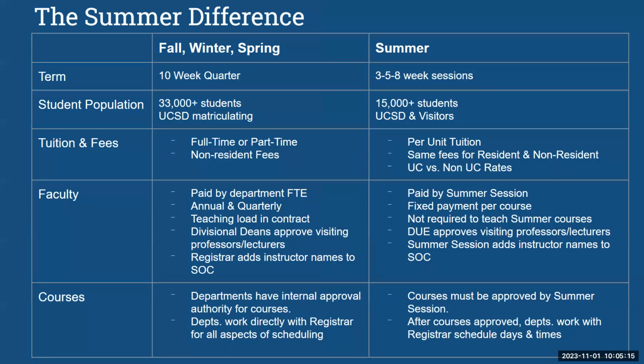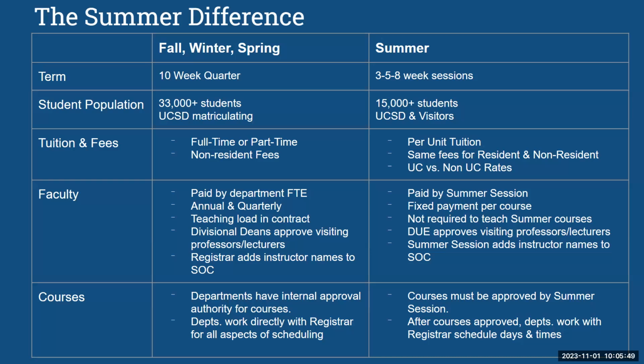Oh, exciting. Okay, so we're going to talk a little bit about how summer is different from the academic year, just to give you some context on why scheduling is done a little bit differently for summer courses. Like in this chart, you can see the terms. Fall, winter, and spring are 10-week quarters each. And then summer is not really a fourth quarter. It's treated differently. We have courses that can be 3 weeks long, 5 weeks, or 8 weeks. There's even a 10-week session as well.